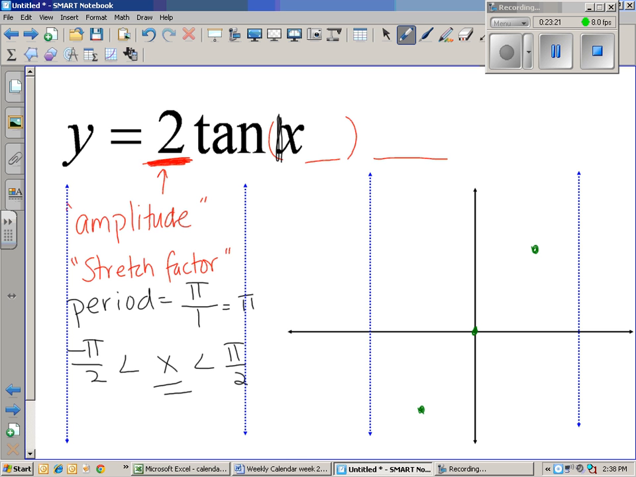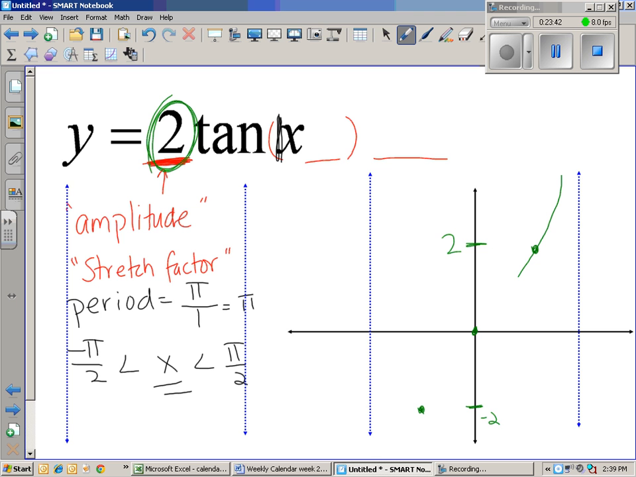Now, that's the basic pattern. I need to know what number to put here and what number to put here. I'm going to wait for someone to tell me. Miss Collins, it's 2, it's 2. Mr. Elmore, how did you get 2? Because you told me this is the stretch factor. Good answer. So 2, negative 2.